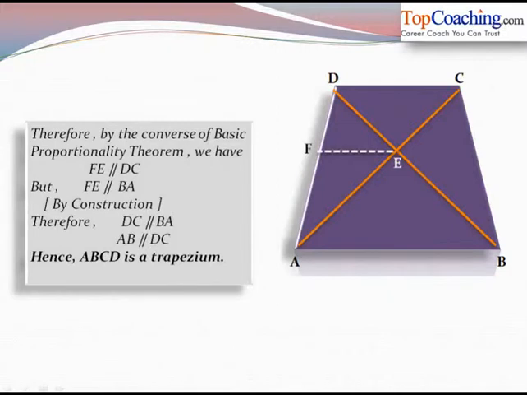So from these two we get AB parallel to DC. Thus we have proved that AB is parallel to CD. And so this quadrilateral would be a trapezium, as two of its sides, AB and CD, are parallel to each other. Thus we have proved this theorem.